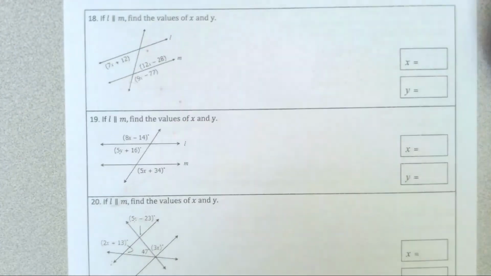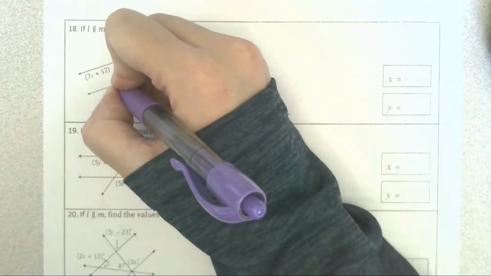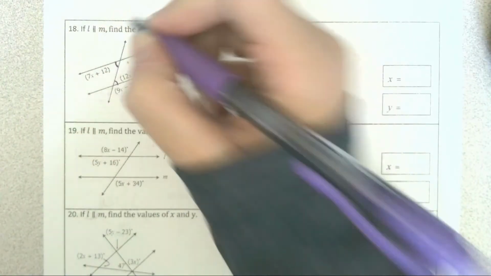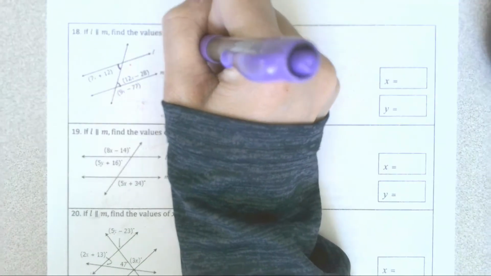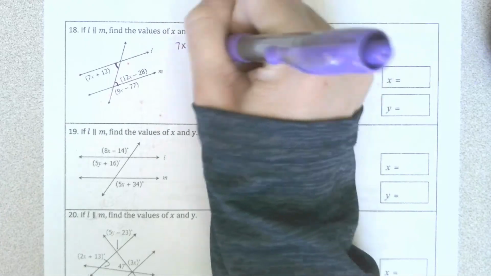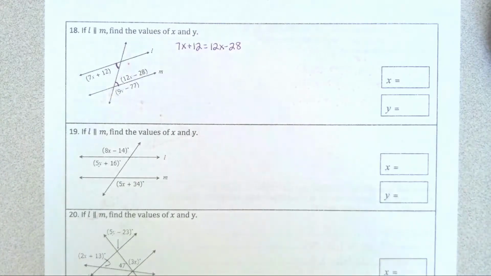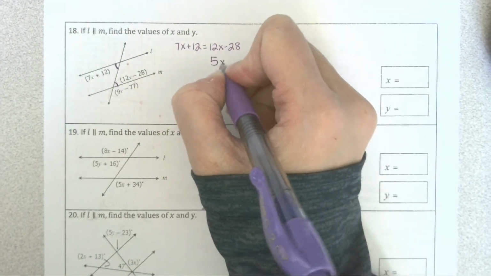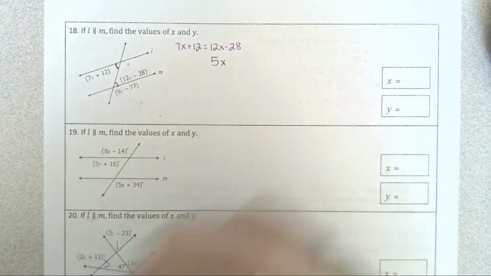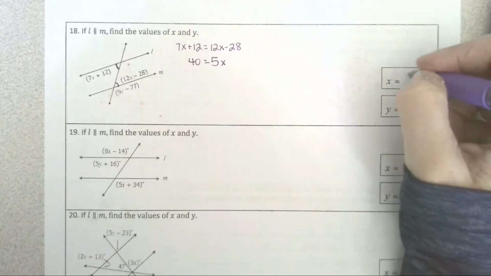Okay. Number 18. We need to find the value of x and y. So the first thing we're going to do is start with x, and that's these two angles right here. They're both alternate interior angles, so they are equal. They're congruent, so I can set them equal to each other. I'm going to subtract 7 over here. So that's going to give me 5x. And if I add 28, that's going to give me 40 on the other side, which means x is 8.